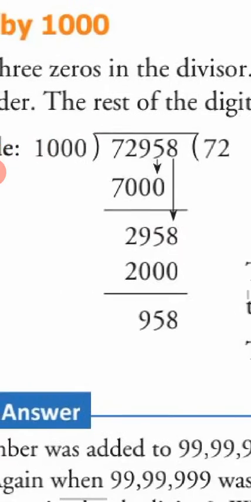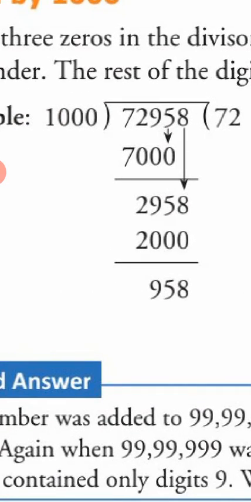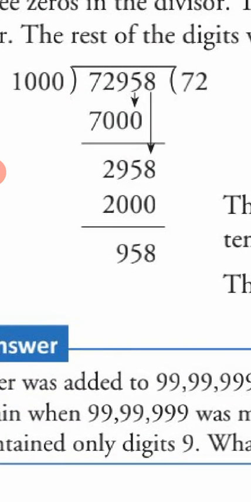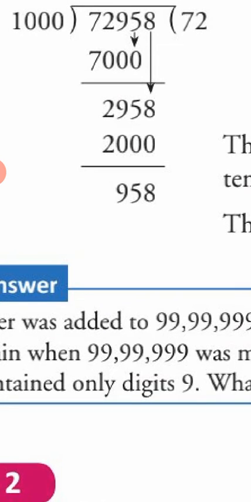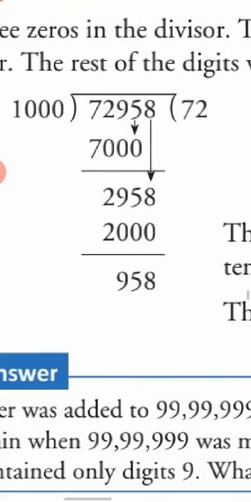Like in this case, you can see here we are dividing 72958 with 1000. Now when you are dividing it, the last three digits, means the digits at ones, tens and hundreds place. Like in this case, 8, 5 and 9 is written. 8 at ones place, 5 at tens place and 9 at hundreds place. That means these three digits are your remainder. 958 is the remainder and the rest of the digits are your quotient. Like in this case, you have 72. So 72 is your quotient and 958 is your remainder, right?